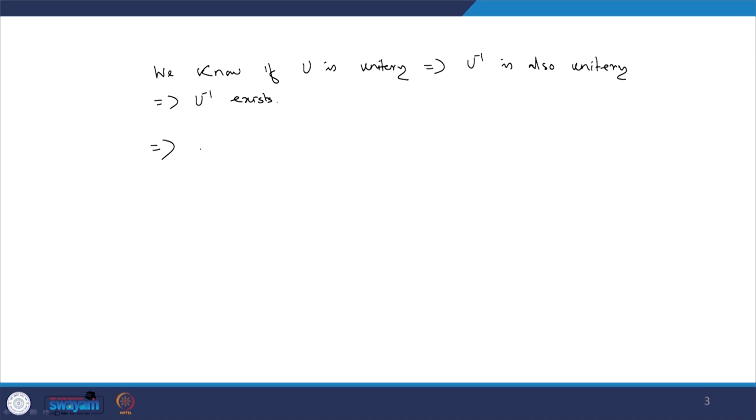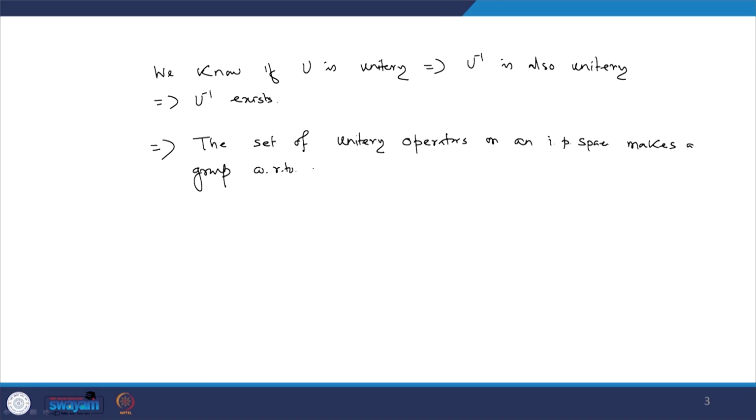So, this implies the set of unitary operators on an inner product space makes a group with respect to the binary operation of composition. So, say if I consider an inner product space, say capital V, and collect all the unitary operators, then the set of unitary operators forms a group with respect to composition as a binary operation.